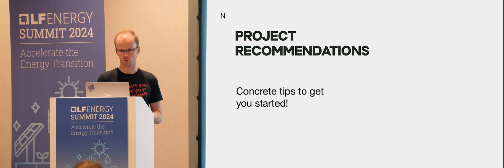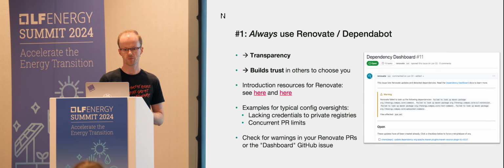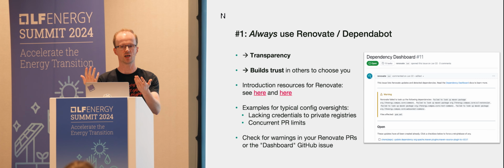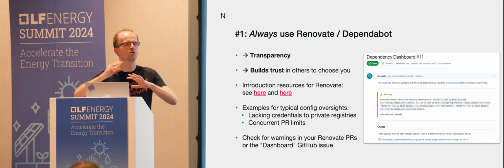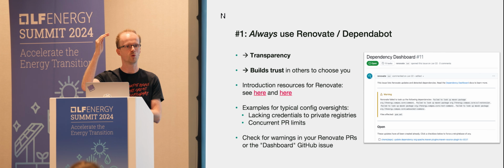So I want to go into a brief recommendations, really briefly. Number one is please always use a tool like this that finds the dependencies that you have. At least the ones that find outdated dependencies. You get the transparency. Even if you don't do anything with it, at least you know where you are at and you can talk with your team about it.